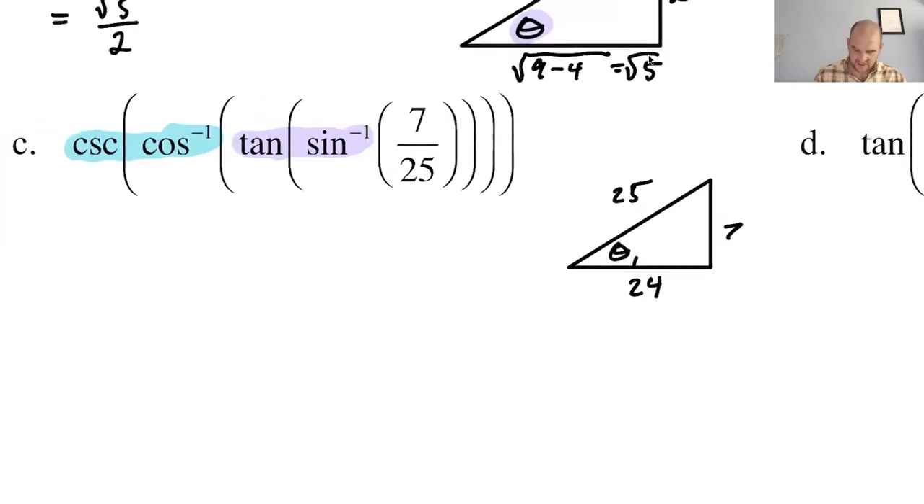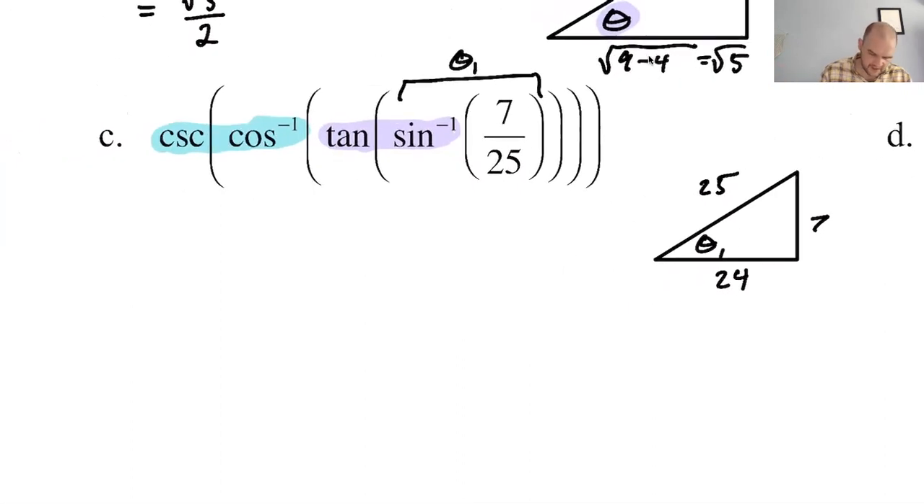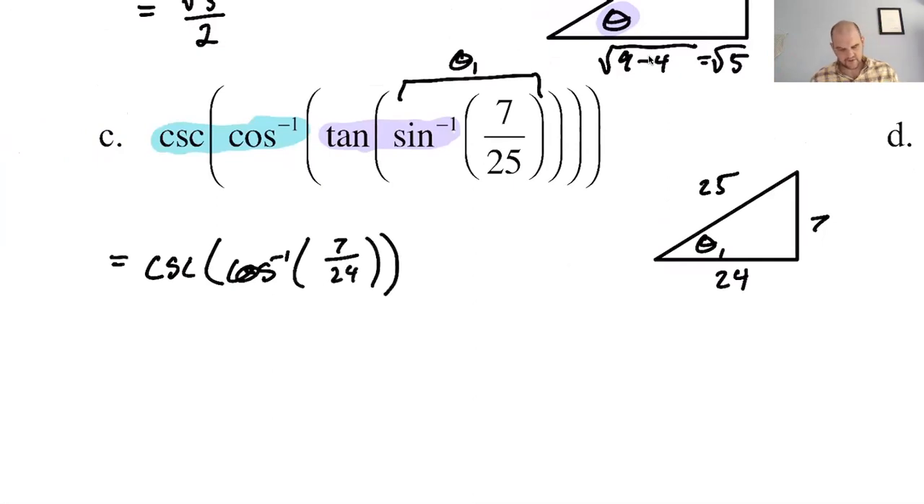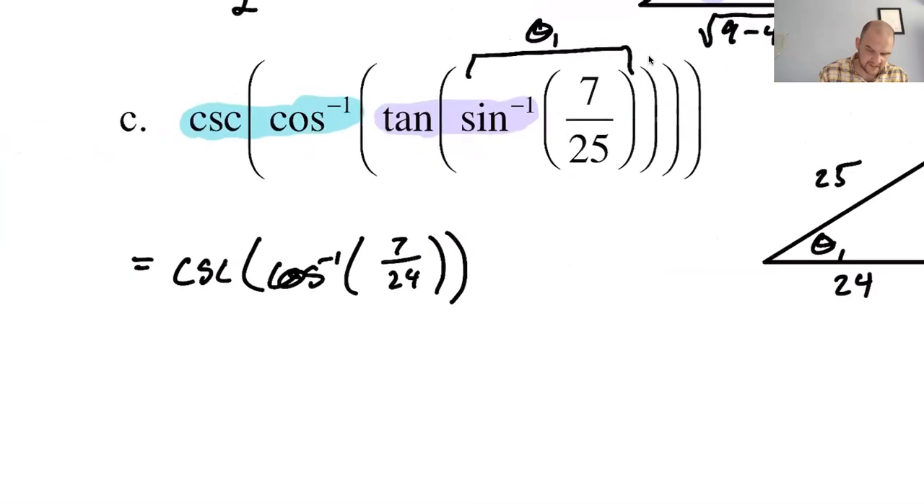Now I need the tangent of theta, right? So in this problem, I have made this be theta sub 1. So the tangent of theta sub 1 is 7 over 24. So this problem now becomes the cosecant of the cosine inverse of 7 over 24. Okay, so now what are we going to do? We're going to do it again, but we need to draw a new triangle. So this is theta sub 2.